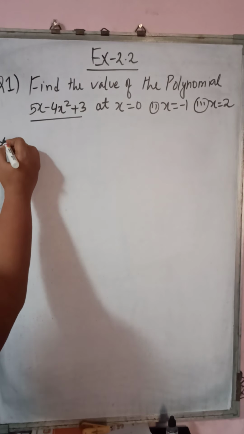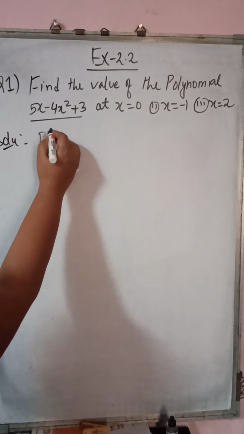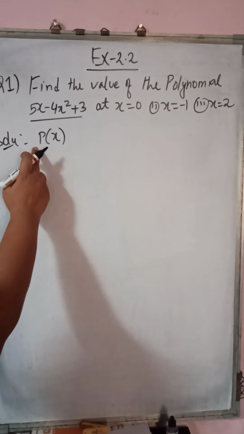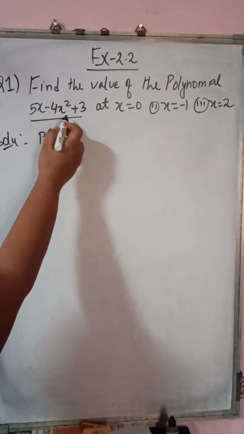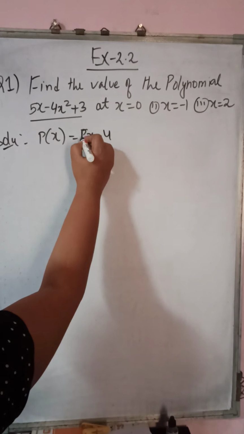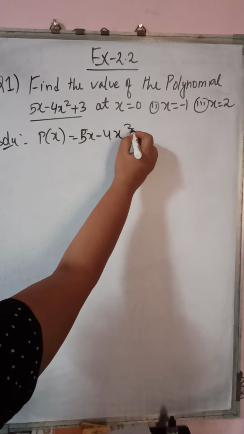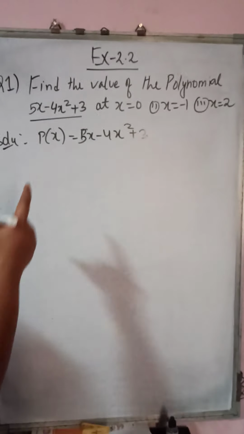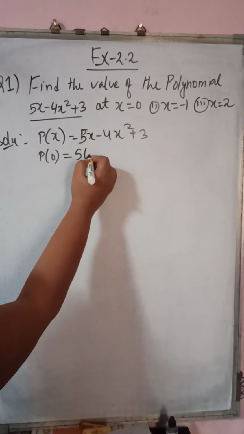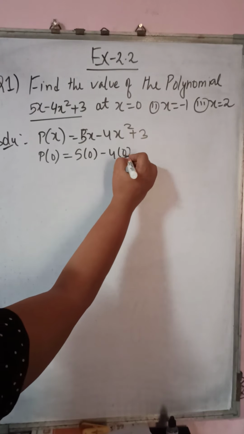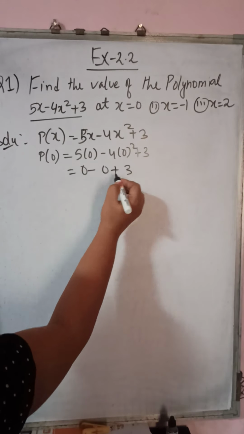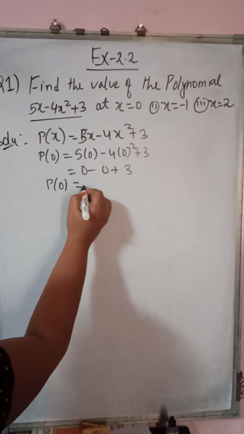So suppose any polynomial is represented by p of x. P means polynomial in terms of x, because here each variable is given in terms of x. So 5x minus 4x square plus 3. First one, when x is 0, wherever x is there, put 0. So what you'll get? 0 minus 0 plus 3. Therefore p of 0 is equal to 3.